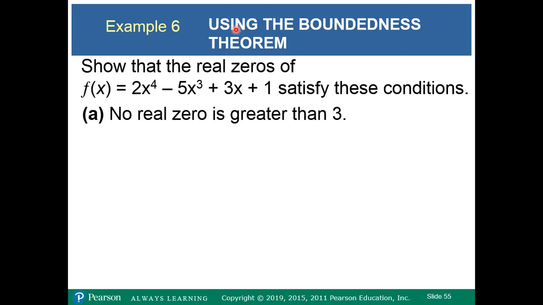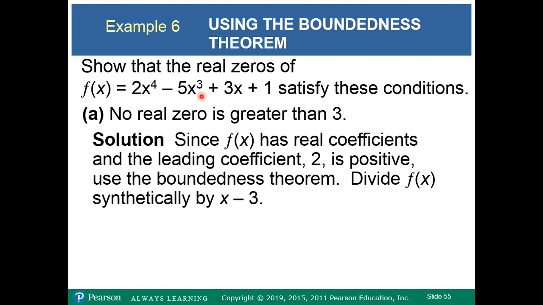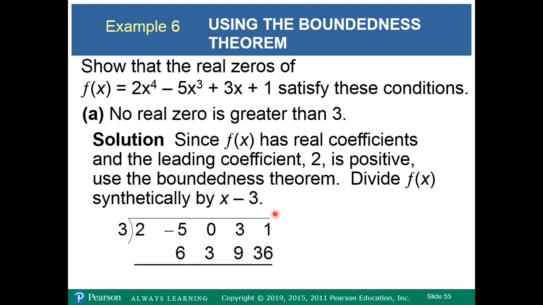Okay, so show that the real zeros of this function f of x satisfy these conditions. A, no real zero is greater than 3. So what do we do? Well, if x is greater than 3, we're going to use x minus c, where 3 is equal to c. We're going to use synthetic division and see if we get non-negative values in the bottom row. So we're going to divide by x minus 3 using synthetic division.